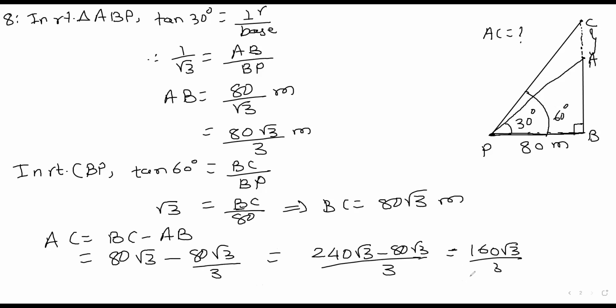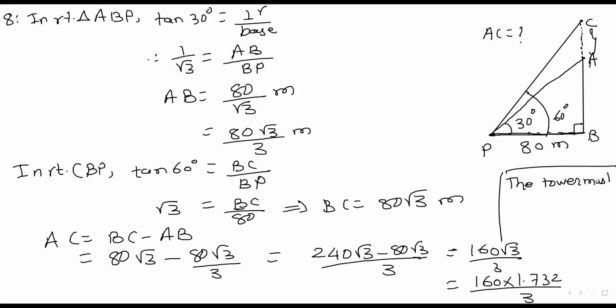डिवाइड करा आणि मला आन्सर सांगा किती येते. रूट 3 ची व्हॅल्यू 1.73 घ्या. So 160 into 1.732 घ्या. 1.732 upon 3 and tell me what is the unfinished height. Tower must be raised to.